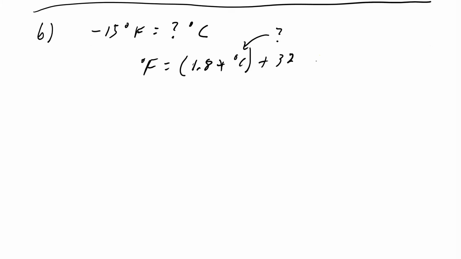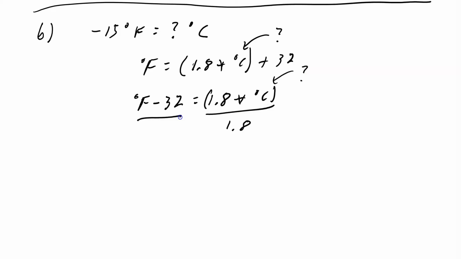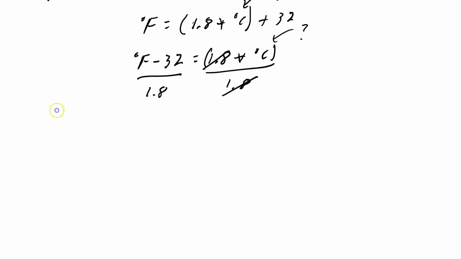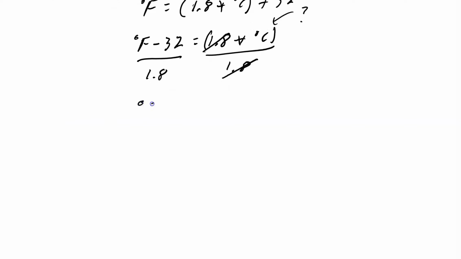I'm first going to subtract 32 from both sides of the equation. So I get degrees Fahrenheit minus 32 is equal to 1.8 times degrees Celsius. Next, since we are solving for degrees Celsius, we're going to divide both sides of the equation by 1.8. The 1.8 cancels, and now I'm going to be left with degrees Celsius is equal to degrees Fahrenheit minus 32, divided by 1.8.